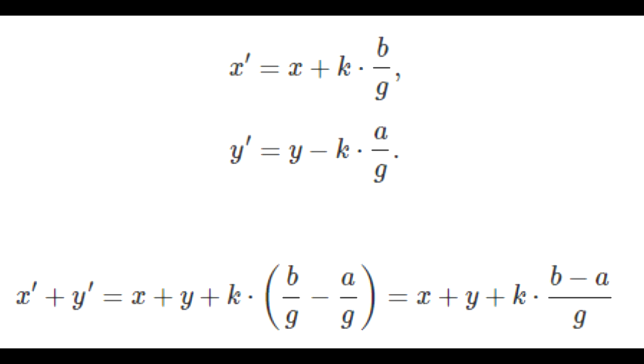And then if you add them together, you would realize that a faster way is to get x plus y plus k times b minus a over g. So yeah, that's actually a faster way to do it. But keep in mind, you don't know what k is, because k is the number of times you're doing this. But yeah, that would be a faster way to do it.